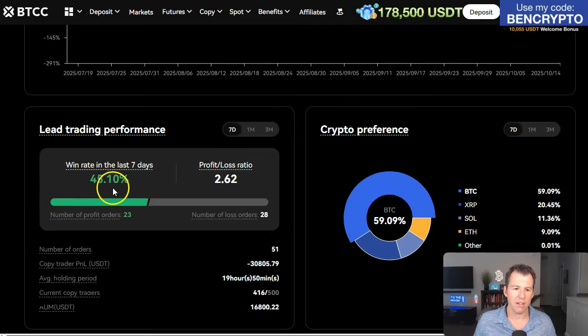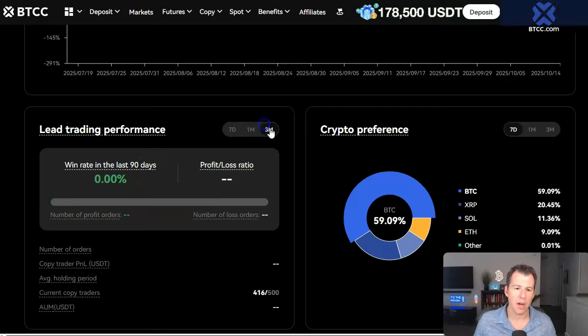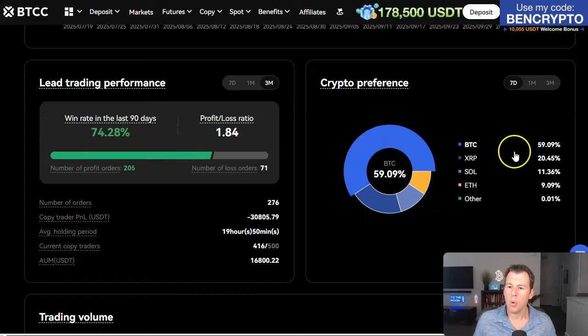So win rate, let's see, 45% win rate on the week, 75% win rate on the month. That will be the same over the 3 months. What is he buying and selling? Mostly Bitcoin in the last week, and then some Ripple and Solana and Ethereum.